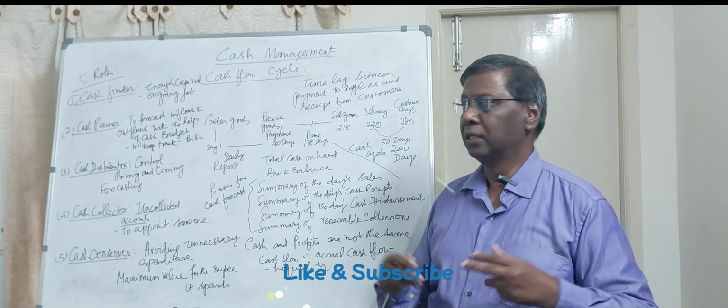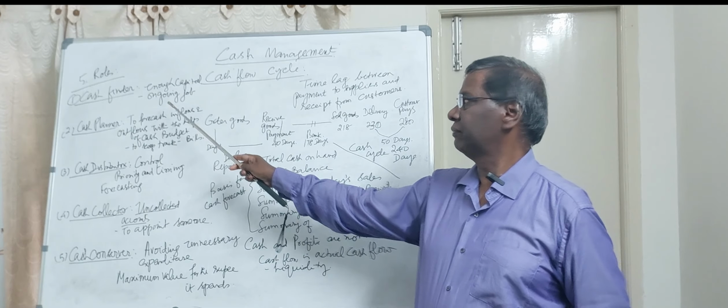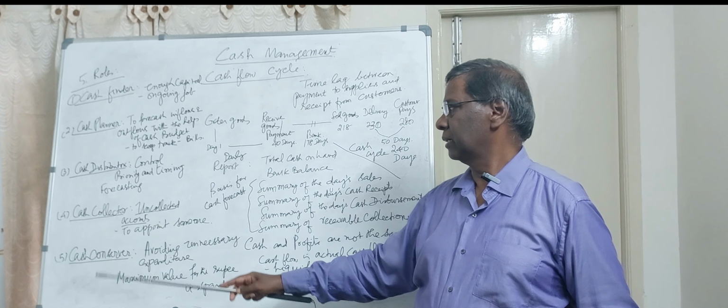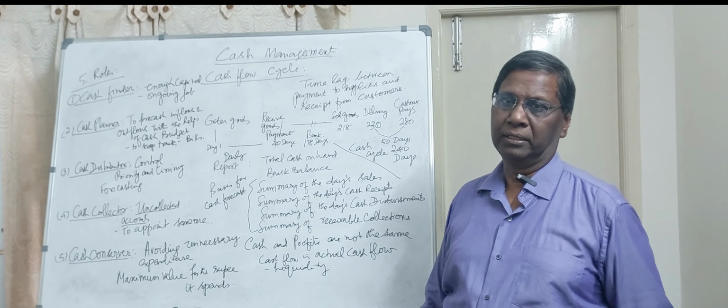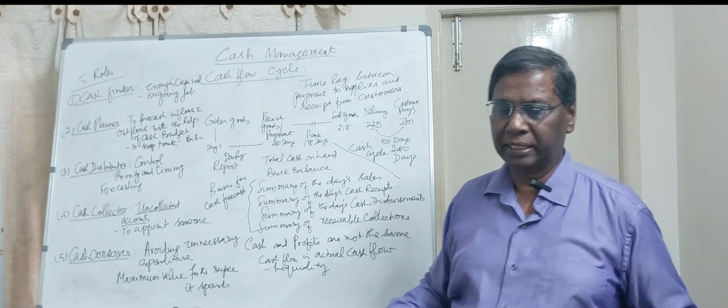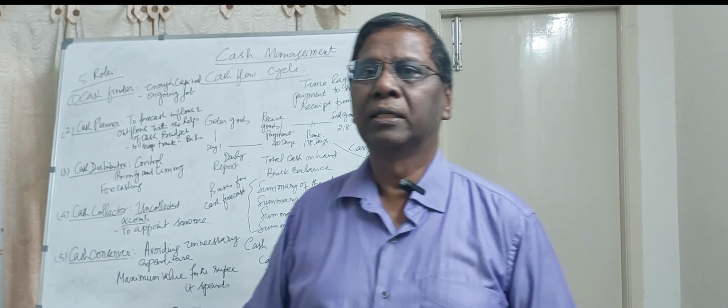So five things are there: cash finder, cash planner, cash distributor, cash collector, cash conserver. Okay, so this is the thing. If you follow it, the cash cycle can be reduced, and you can be successful in your business.